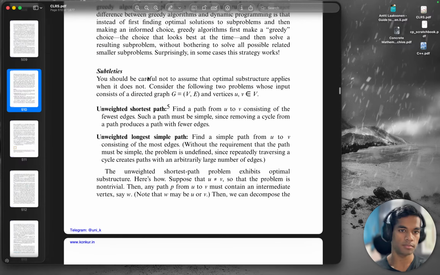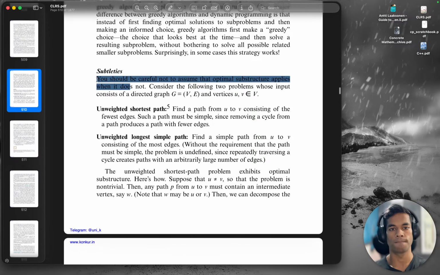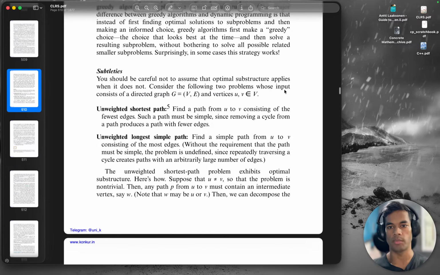Subtleties. You should be careful not to assume that optimal substructure applies when it does not. That is like seeing things when they do not exist. Consider the following two problems whose input consists of a directed graph, where V is the vertices and E is the edges.